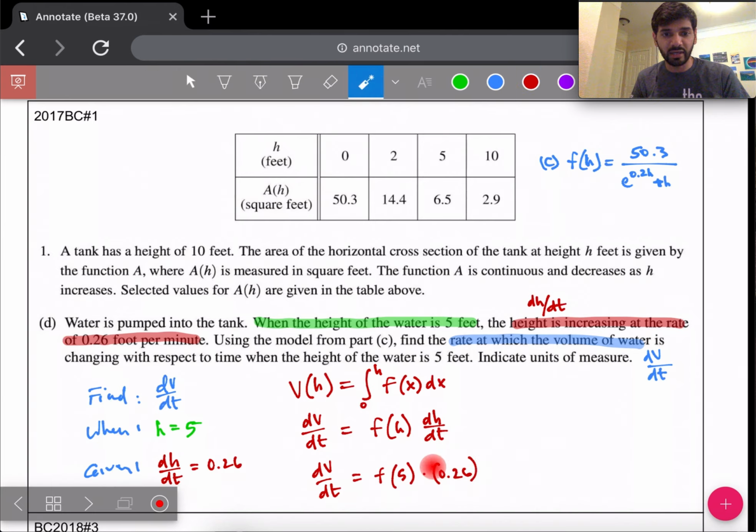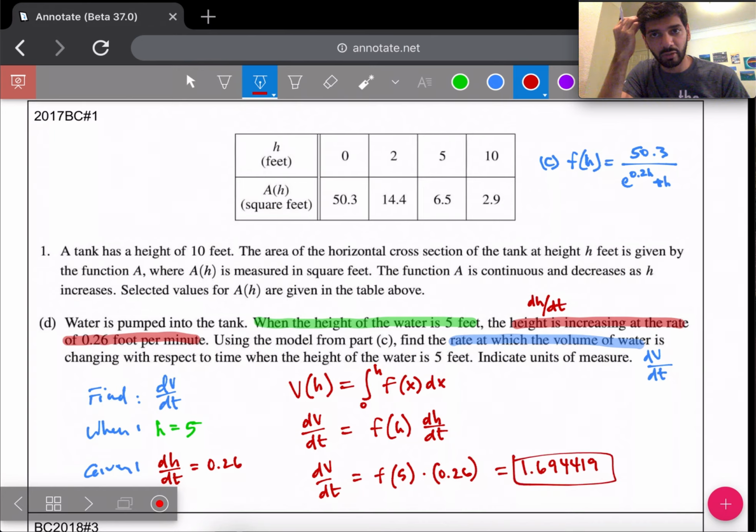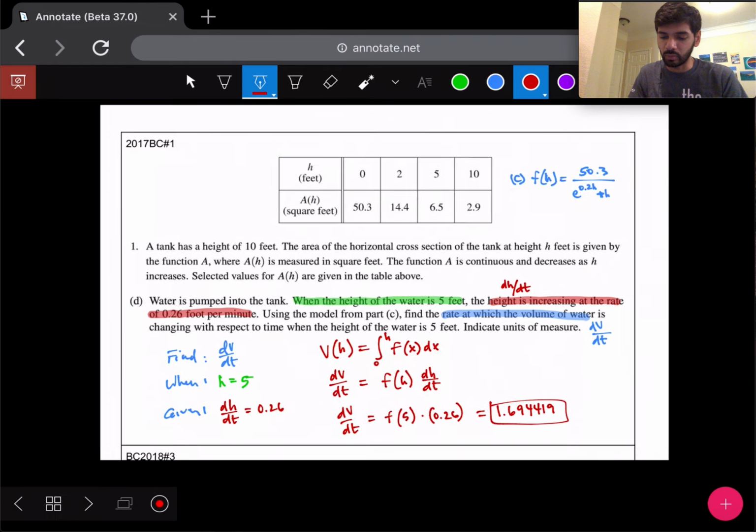Okay, so this f of 5 is referring to the function that was given in part C in this entire problem. Part C, here's f of h, so f of 5 would be a 5 plugged in wherever you see h, and then you'd multiply by 0.26. And when you do that, you end up getting 1.694419. Okay, and remember, it's preferable, I advise that you leave the entire decimal there. Don't try to round it or anything. That could put you at risk of losing points. Okay, so there's 2017 number 1.